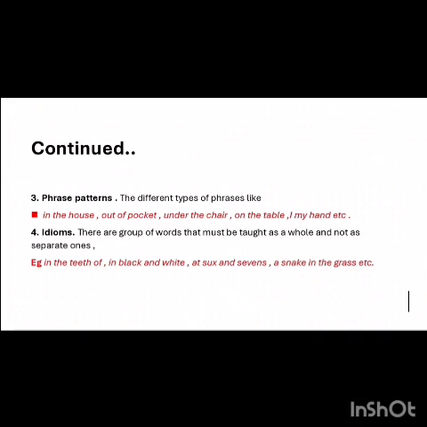The different types of phrases, like in the house, out of the pocket, under the chair, on the table, in my hand, etc. Fourth is idioms. Idioms are a group of words that must be taught as a whole and not as separate ones. For example, in the teeth of, black and white, a snake in the grass, etc.